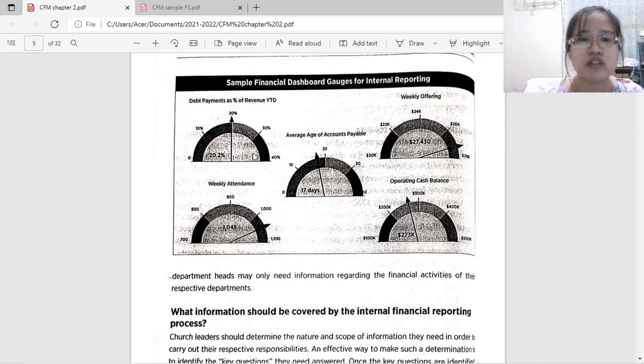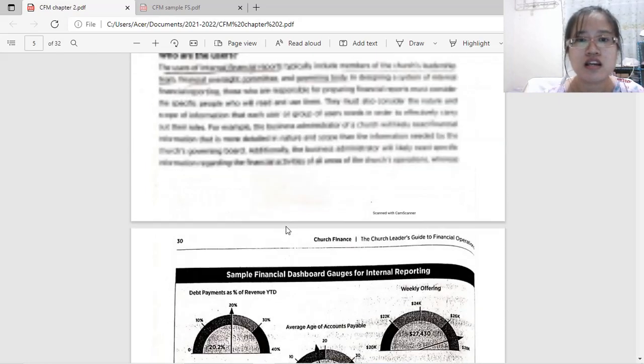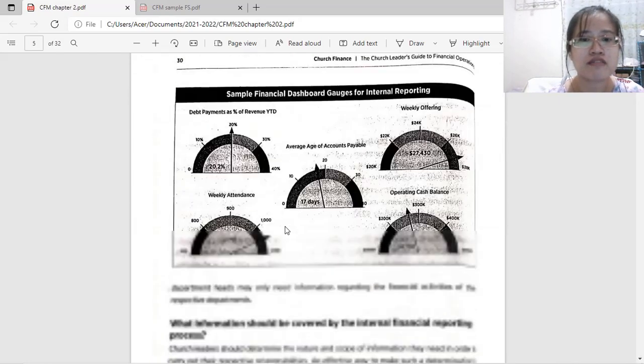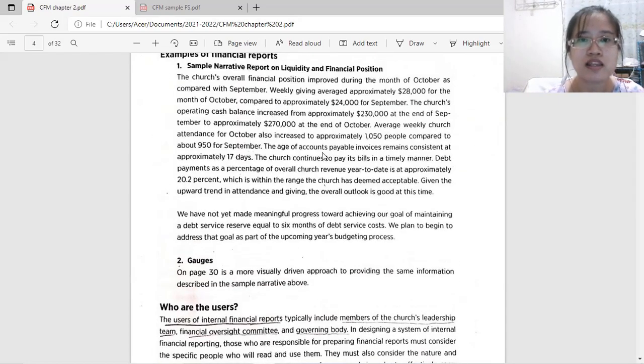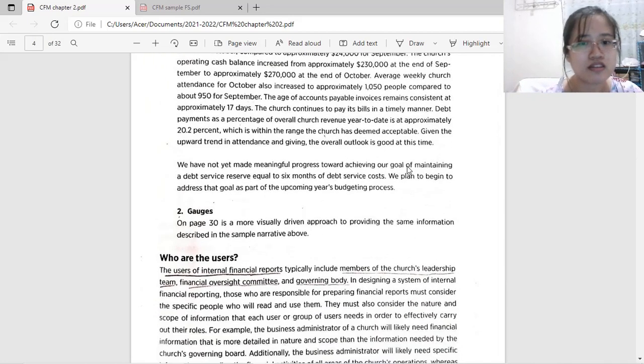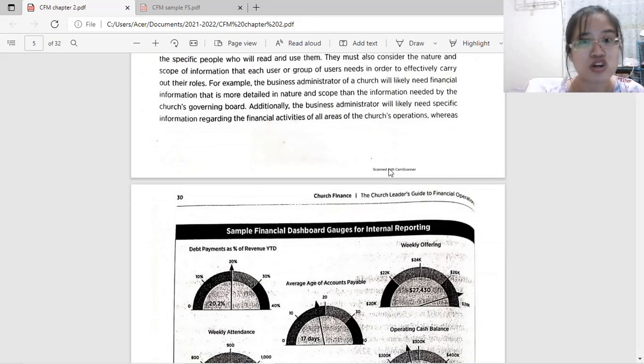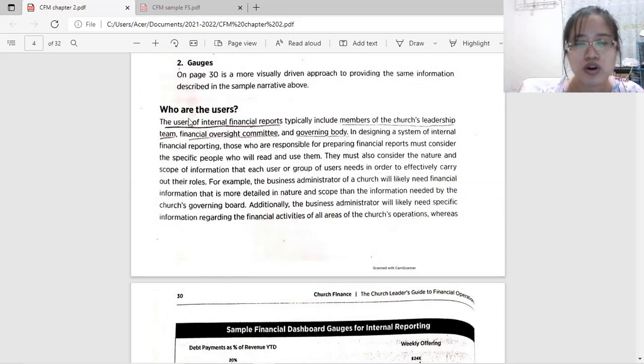Okay, some people would request them to be in table format or in pie chart or pie graph. Others would request gauges like this. Okay, so it would depend on the person requesting the information if they would rather have it in this form or in narrative form. Okay, so I've had bosses who requested narratives and others who requested pie charts and bar graphs. Okay. So who are the users?